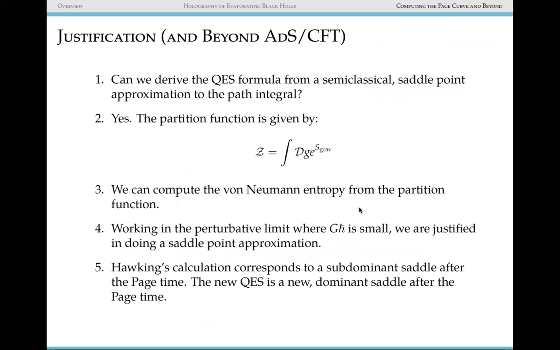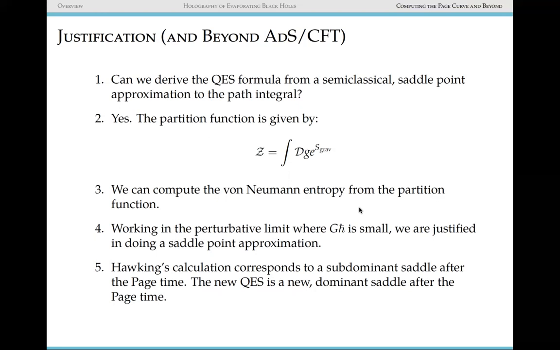The gold standard for deriving things from quantum gravity in semi-classical gravity is the gravitational path integral. So the natural question is, can we derive the quantum extremal surface from a semi-classical saddle point approximation to the gravitational path integral, which effectively computes the partition function of quantum gravity? So the partition function is given by the gravitational path integral. This is an integral over all metrics with a given set of boundary conditions.